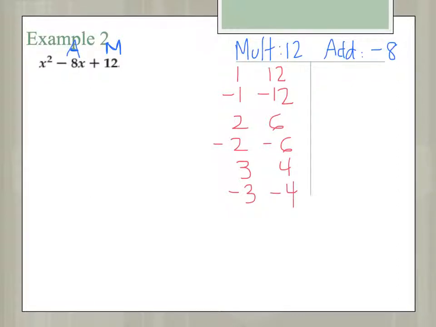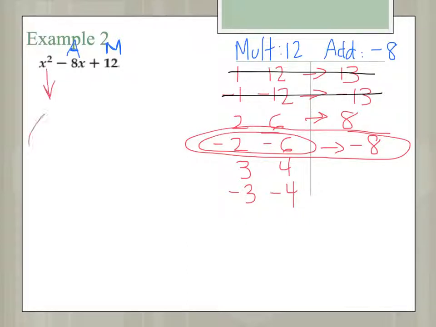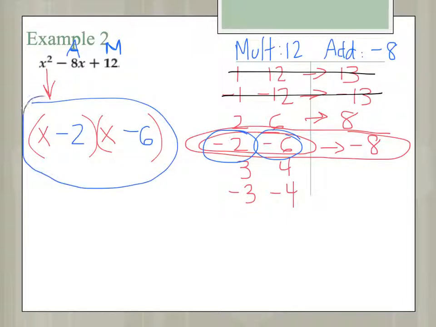So let's see if they add to negative 8. 1 plus 12 is 13. Not going to use that. Negative 1 plus negative 12 is negative 13. Not going to use that either. 2 and 6 gives me 8. I'm getting close. Remember, I'm always adding the two numbers. Negative 2 plus negative 6 gives me negative 8. So this is what I want. I take my x squared and break it up, so I have x, and now I stick negative 2 in one and negative 6 in another, and this is the factored form of our trinomial.